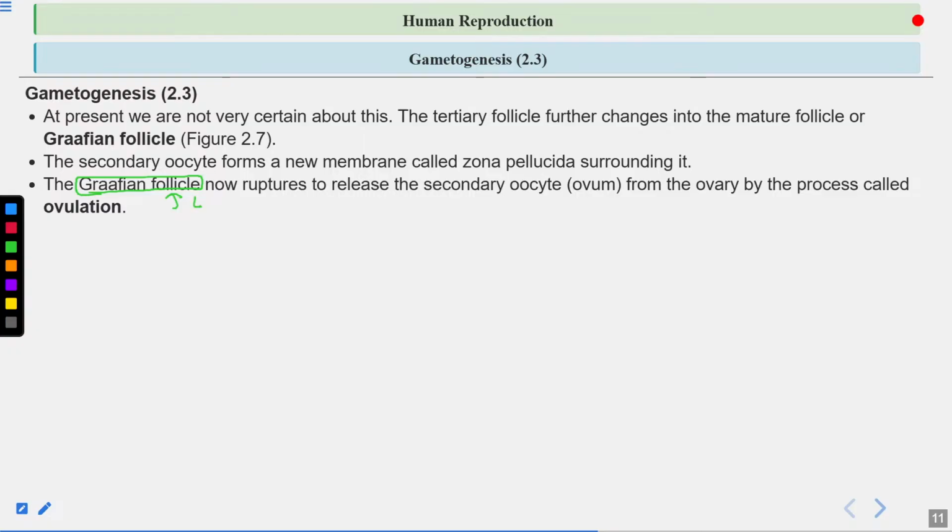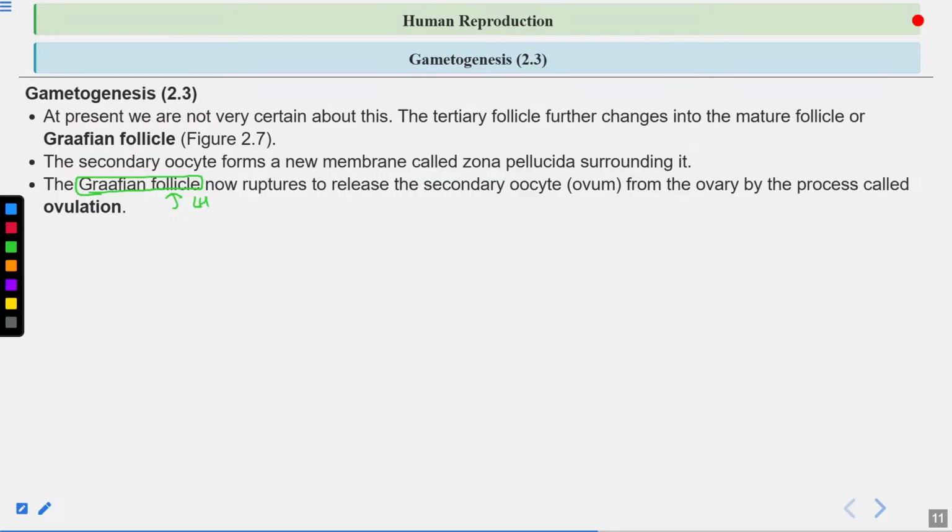Okay, so there is an LH surge. There is a rapid rise in the level of the luteinizing hormone. This is known as the LH surge. This LH surge causes the Graafian follicle to rupture. Now, why is there a sudden LH surge? We'll talk about this when we talk about the menstrual cycle.